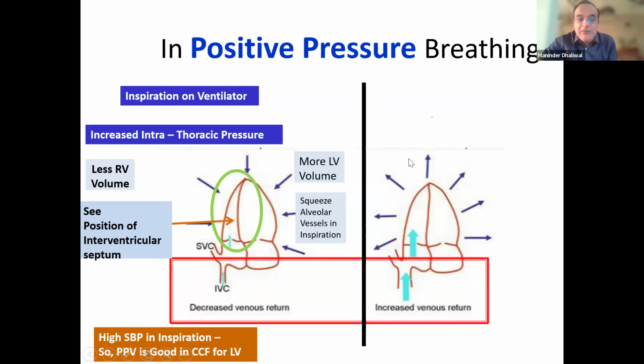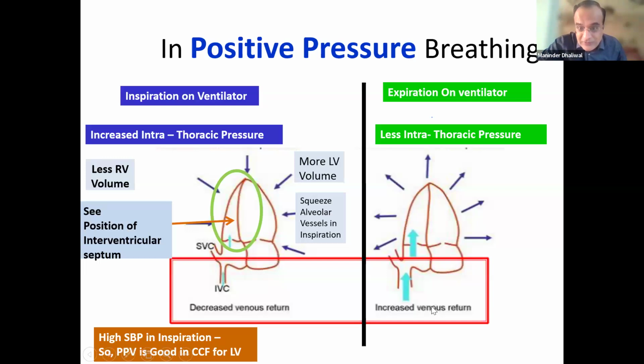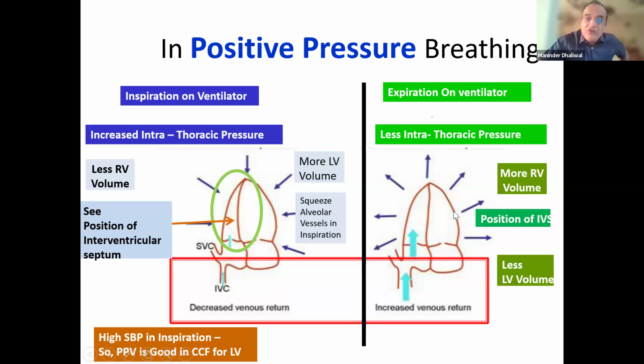Now let us see what happens in expiration. In expiration, my heart is not getting compressed by the various forces in the lung. So there is increased venous return. Because the right ventricle is getting filled now, the left ventricle is less filled, whereas the right ventricle is more filled. The interventricular septum is more in the center. So there's more right ventricular volume, but less left ventricular volume, causing a low systolic blood pressure in expiration.